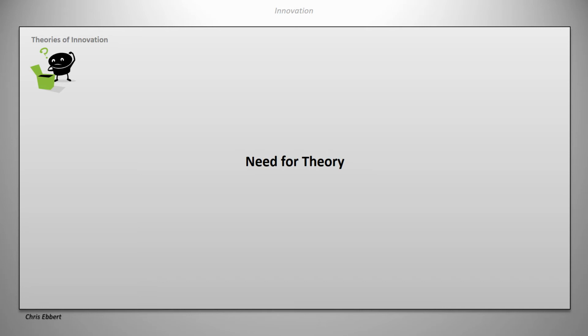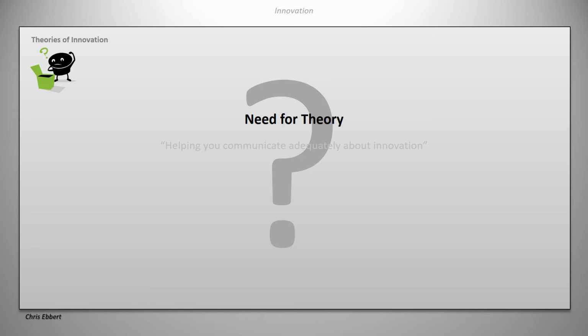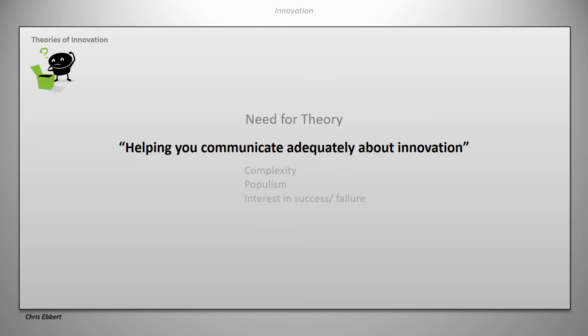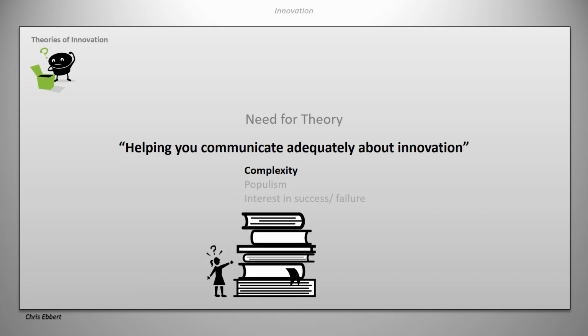So why do we even need the theory for this? Personally, if you can communicate well about your innovation, then you will be more successful. And there is a need to, well, because innovation can be complex. There are many stages involved, many people involved, stakeholders. You will want to have the correct terminology to express what you're doing so that you're coming across as convincing.